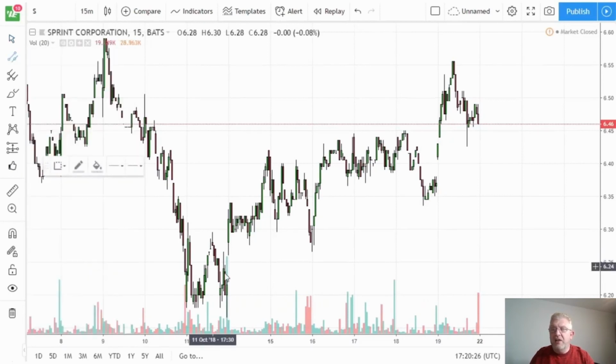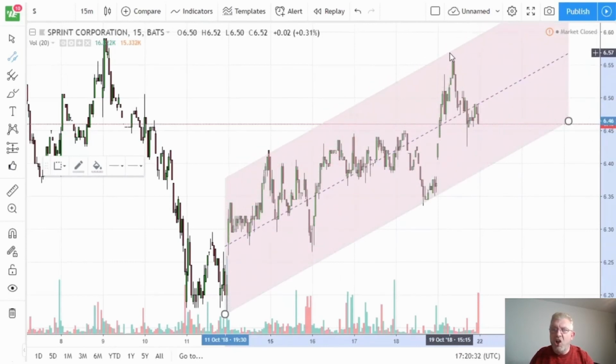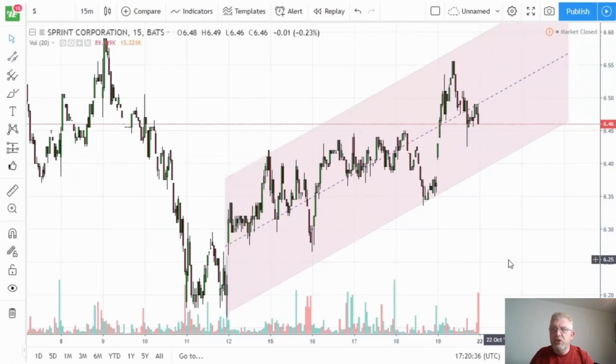So as I draw this one on sprint, you can make an argument for this being a decent channel. And what you would do is you would look to sell as you got to the top of it, and you would look to buy at the bottom. But ultimately, channel trading is a little dicey. It tends to work better on the higher time frames.